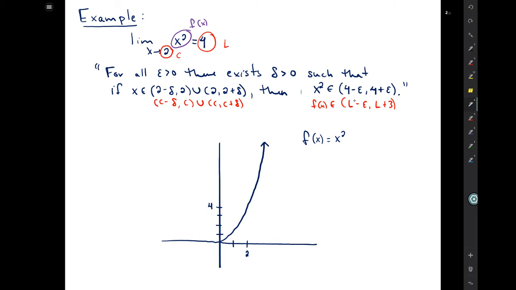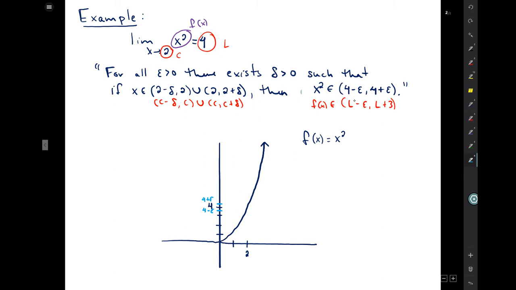So again, we took our value for c, we took our value for L, and we took our function for f of x, and we just plugged it into the definition, and that gives us a formal limit statement for this particular limit. Now let's look visually at what this actually means. Here I have graphed part of f of x equals x squared, and I'm going to draw a suggestion of an epsilon. Here I have this 4 plus epsilon that's a little bit above, and this 4 minus epsilon that's a little bit below.